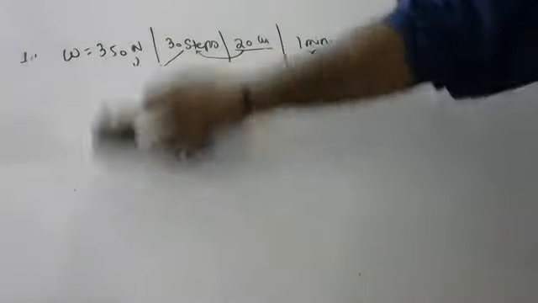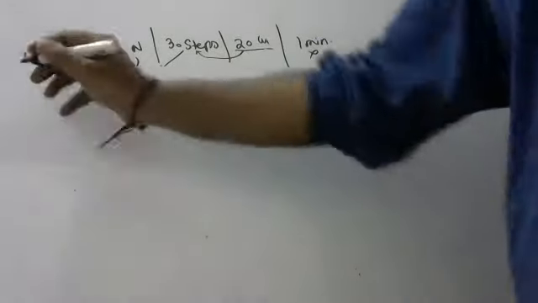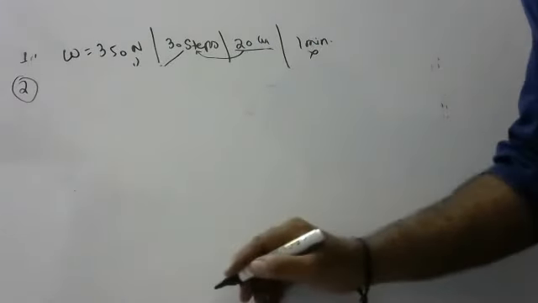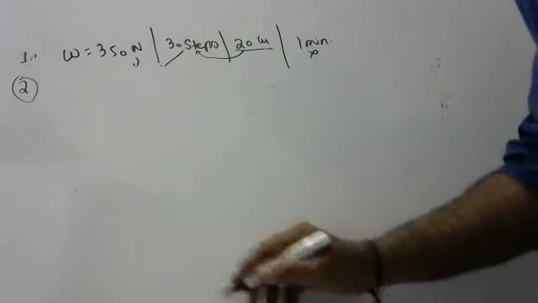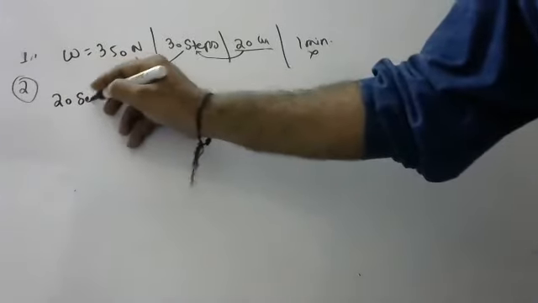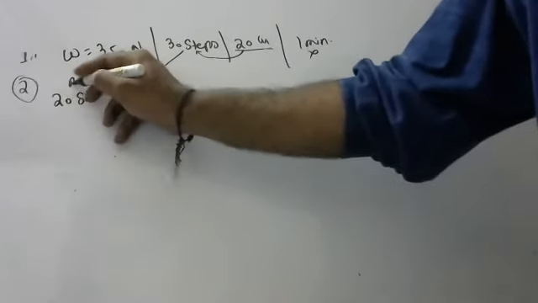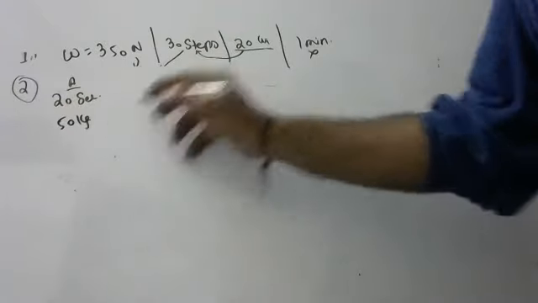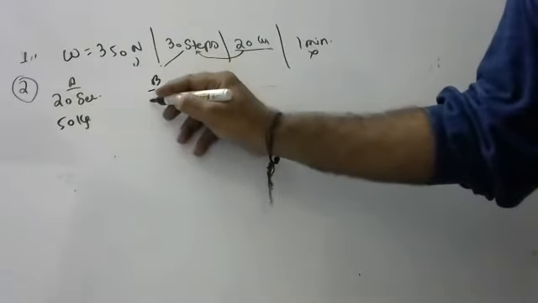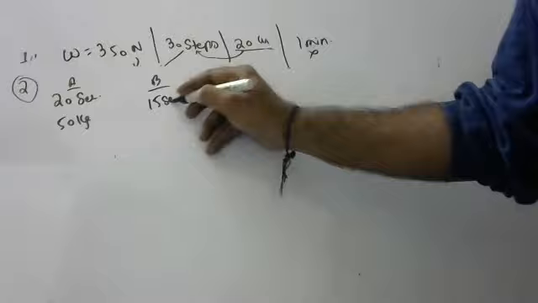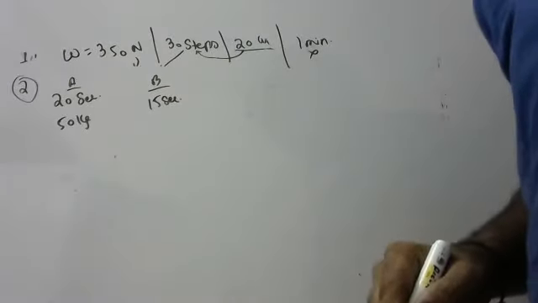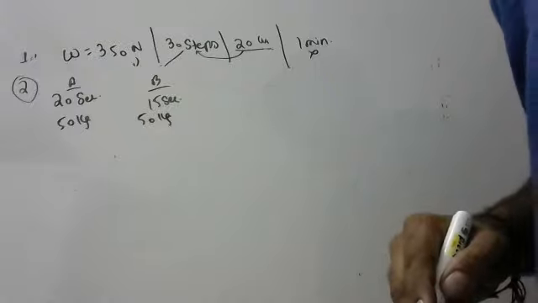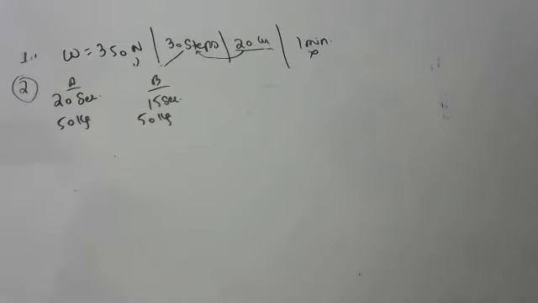Okay, if you need to understand, one more sum. Try to see here. It takes 20 seconds for a person A of mass 50 kg to climb the stairs, whereas person B takes 15 seconds, where person B has the same mass of 50 kg. Compare the work done and power developed by person A and B.